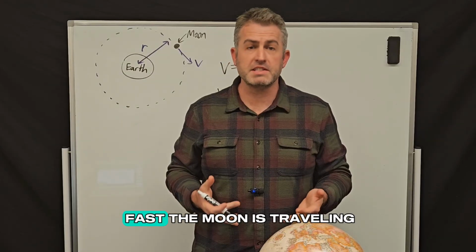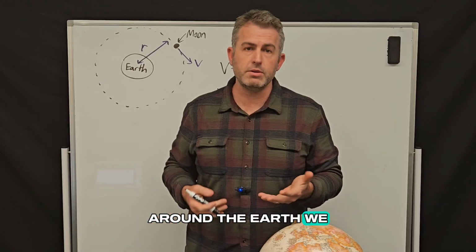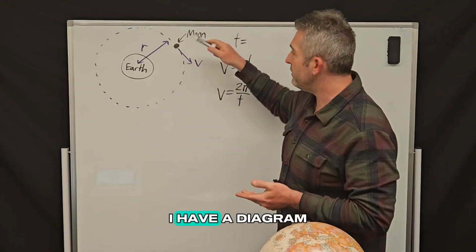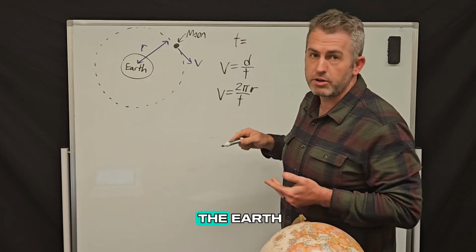To figure out how fast the moon is traveling around the Earth, we use the exact same procedure. So instead of showing the Earth going around the sun, I have a diagram of the moon as it travels around the Earth.